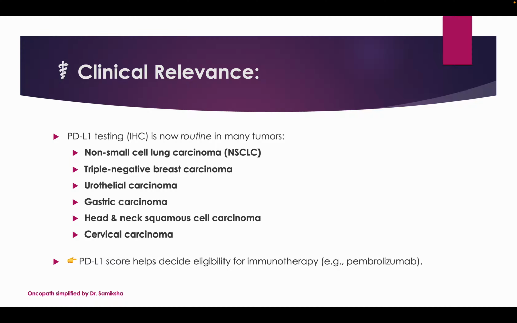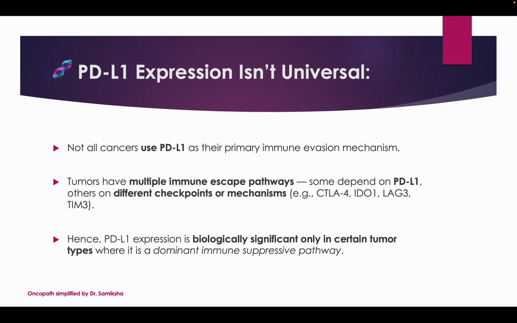We do not say whether PD-L1 is positive or negative. The score that we derive helps us decide whether the patient is eligible for immunotherapy or not. What we understand from all of this is that certain types of cancers use PD-L1 as a primary immune evasion mechanism. But is that the only way to evade immunity? The answer is no. PD-L1 expression is biologically significant only in certain tumor types where it acts as a dominant immune suppressive pathway.